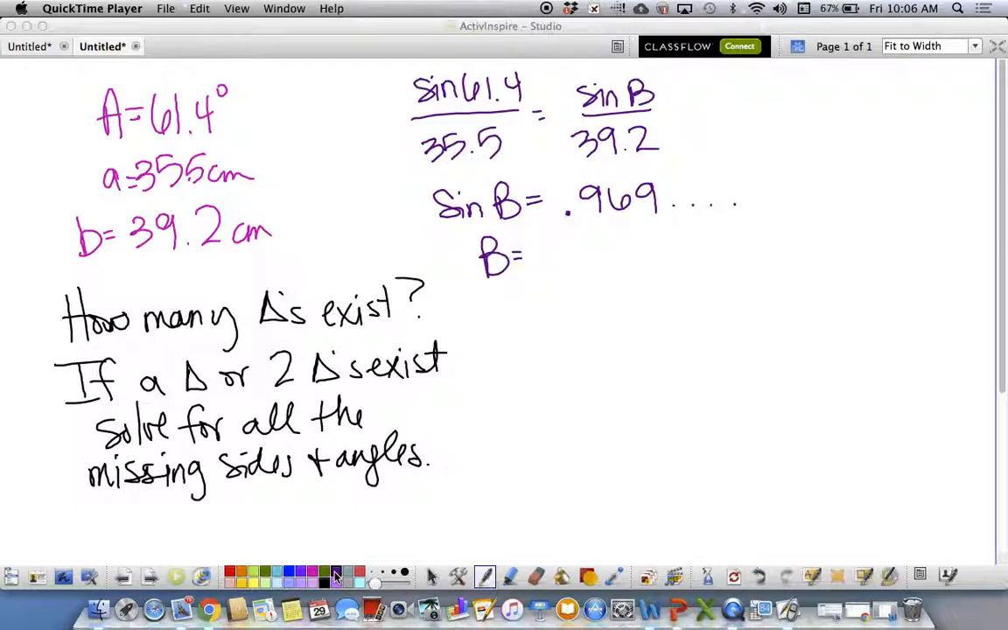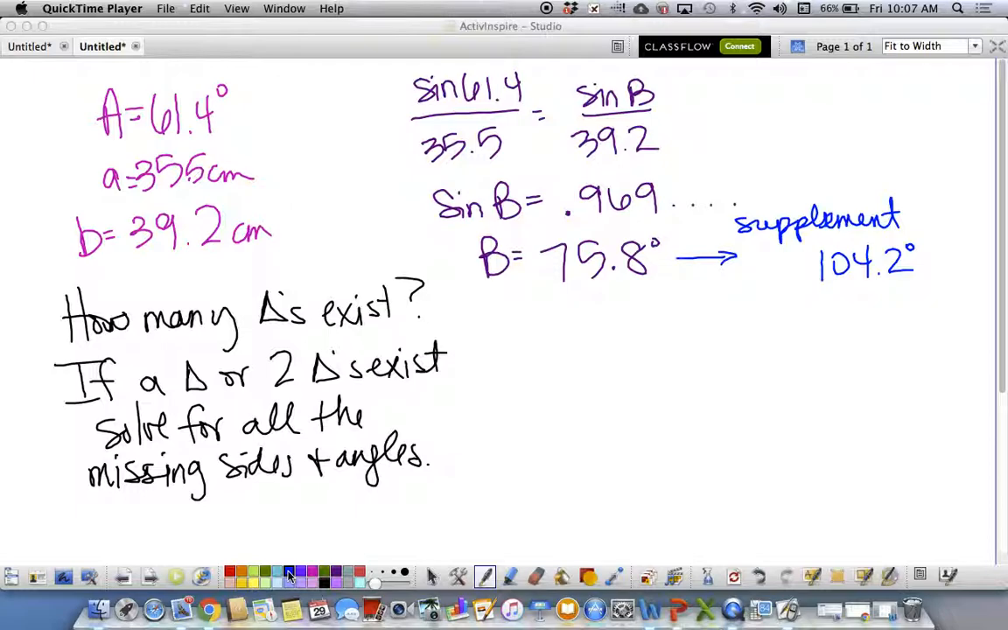And you got angle B to be 75.8 degrees. You stop right now. Angle B is what you found. You stop right there. Don't start solving anything else. We have to check what? The supplement. We are finding what is supplementary to angle B. That was 104.2.